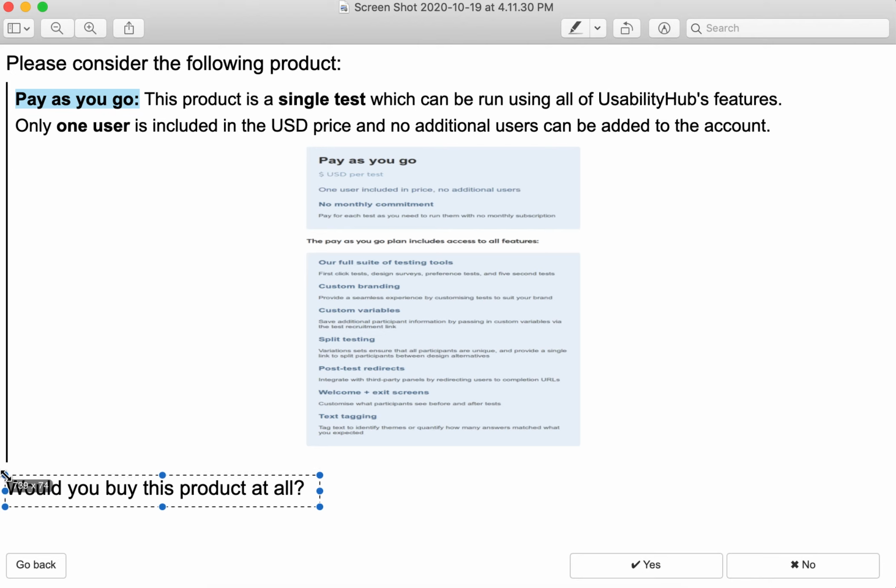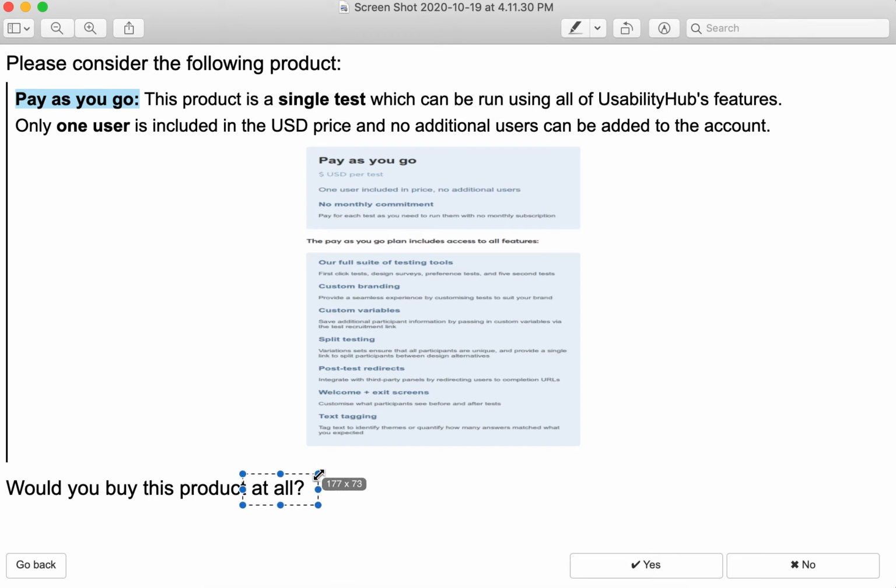Another variation would be speaking more specifically. Would you buy the pay-as-you-go product? So at least it helps people differentiate between each of the products, especially when you have these questions one after the other. But again, this is not reliable data when we're asking people to predict.